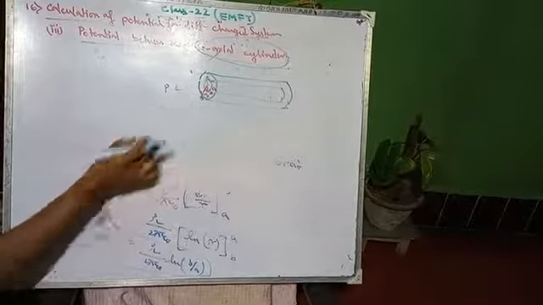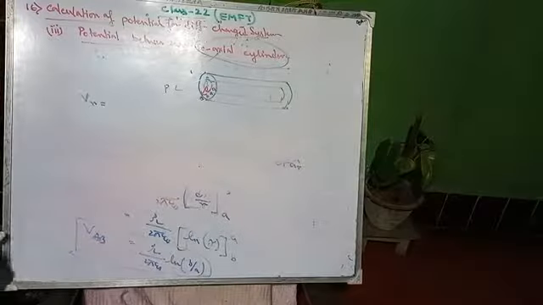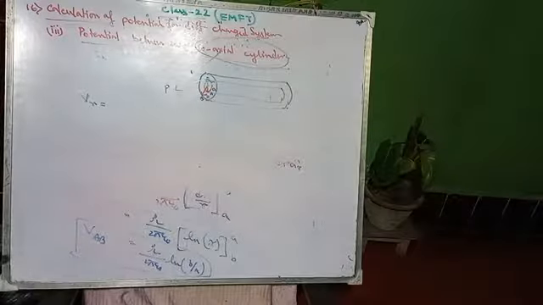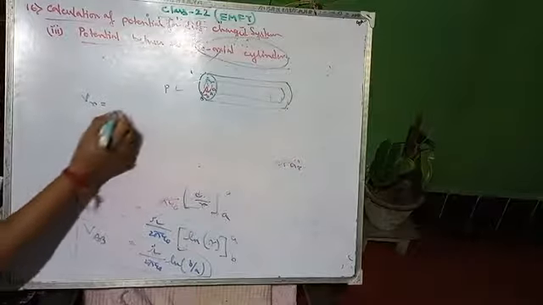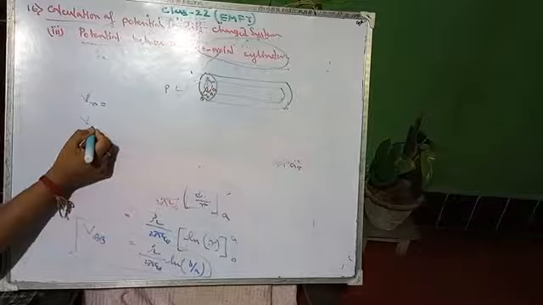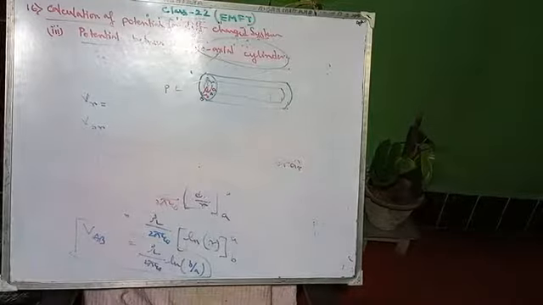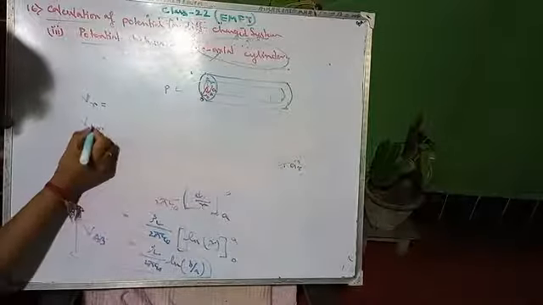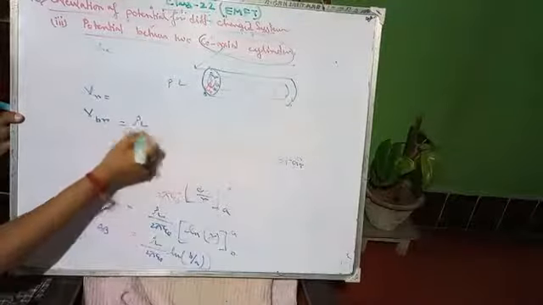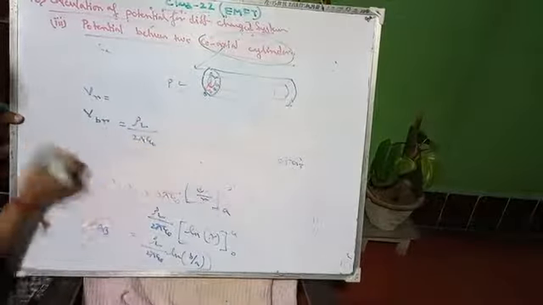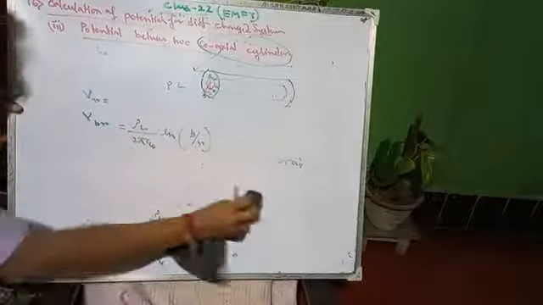So this point is taking P, having a radius R. So what will be your answer? We have to calculate VR. Okay, so what will be your VR? To calculate this VR, you have to find VBR. So what will be your answer? By applying the same formula, directly you can now apply rho L by 2 pi epsilon naught ln B by R.